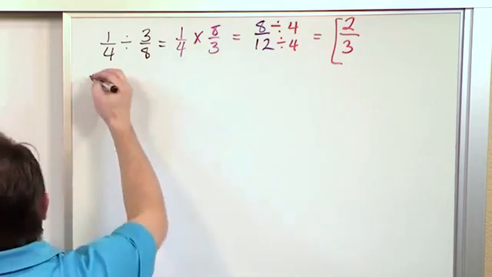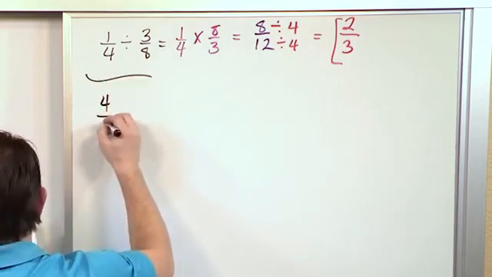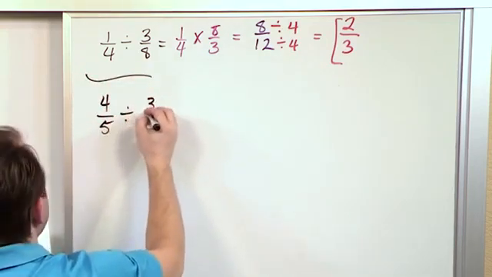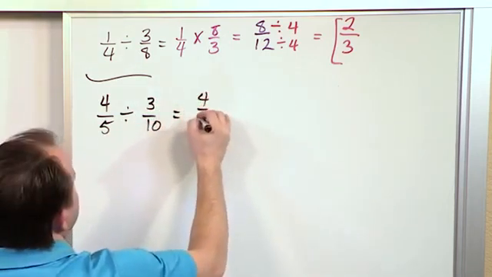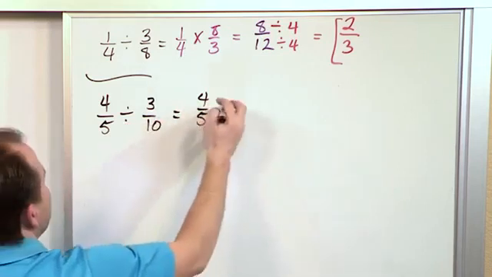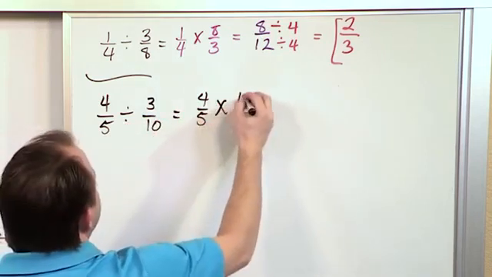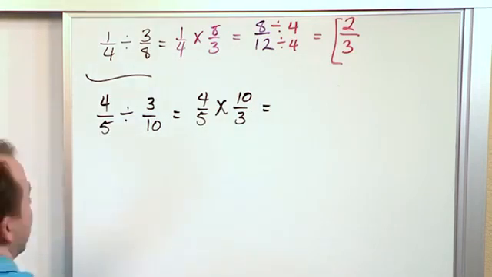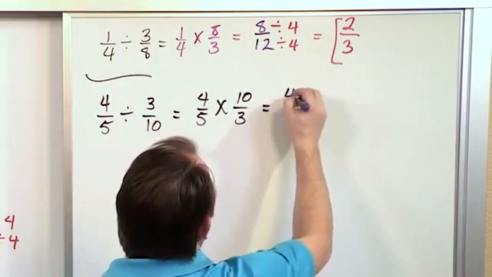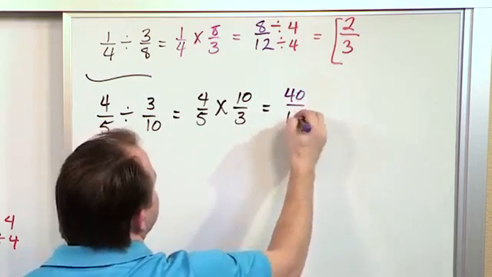Same process each and every time. We're just gaining practice. What if we have 4/5 divided by 3/10? Well, the 4/5 stays alone. The division becomes multiplication. The fraction gets flipped over, 10 divided by 3. So now we know how to multiply fractions so well. 4 times 10 is 40. 5 times 3 is 15.